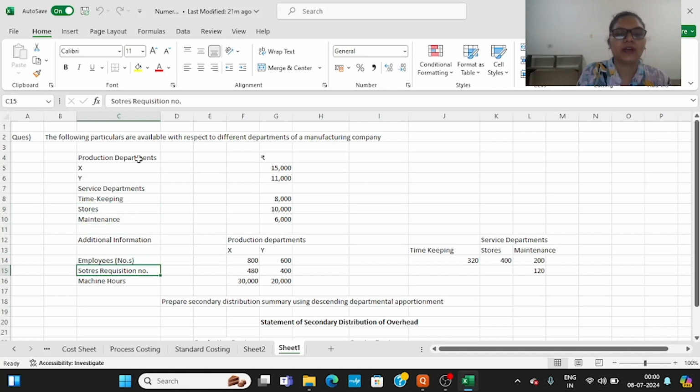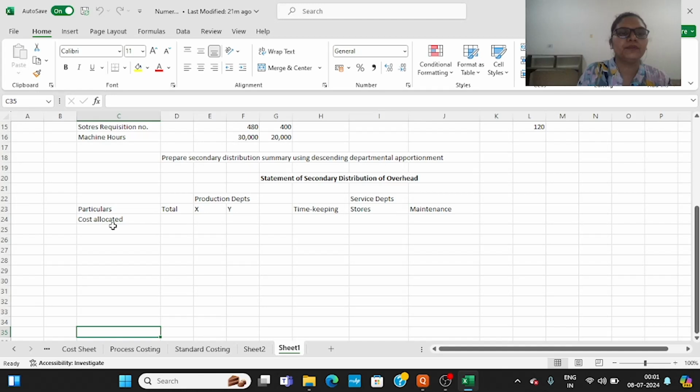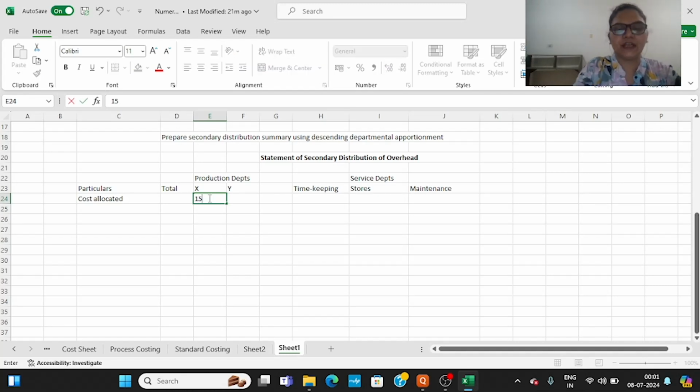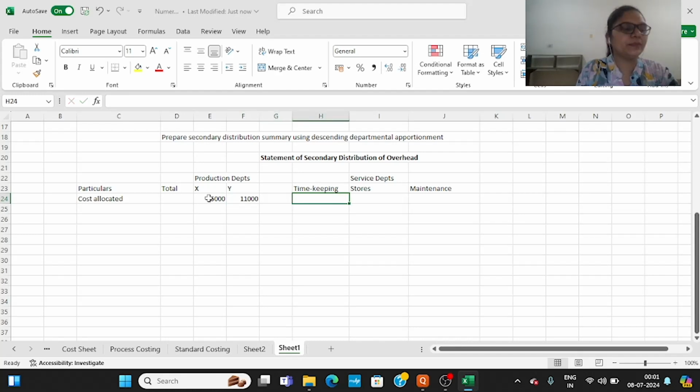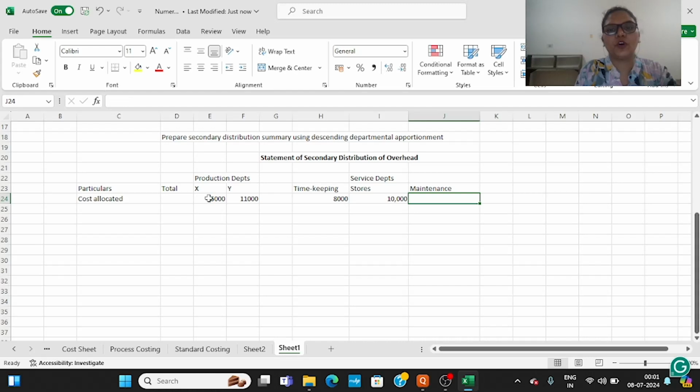So let's start how we will solve this particular question. First of all, we will calculate the cost allocated. Cost allocated for X department, which is a manufacturing department, is 15,000. For Y department, it's 11,000. For timekeeping department, it's 8,000. For stores, it is 10,000. For maintenance, it's 6,000.